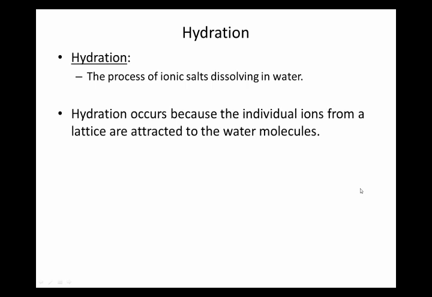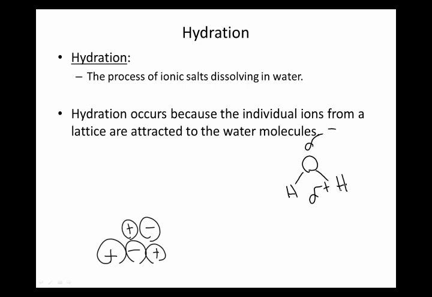So, water is polar, right? Water is very polar. It's got hydrogen bonding, it's got a very negative end and a very positive end. So when you remember that ionic compounds don't exist as molecules, they exist in a lattice, right? This repeating structure of positive and negative ions.